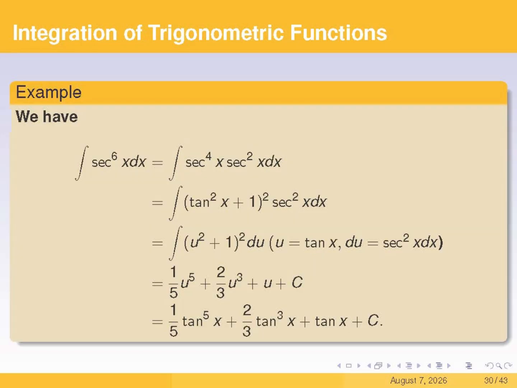We want to evaluate the indefinite integral of secant x to the 6th power. According to the rule introduced earlier, we factor out secant x squared as shown in the first equality. Then, utilizing the identity secant x squared equals 1 plus tangent x squared, we convert the remaining part, secant x to the fourth power, into 1 plus tangent x squared, as shown in the second equality.